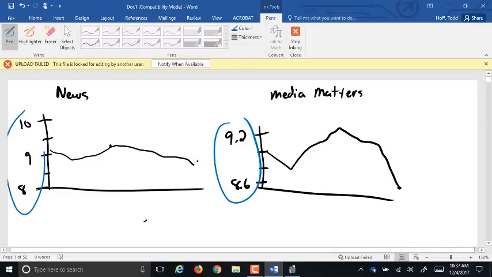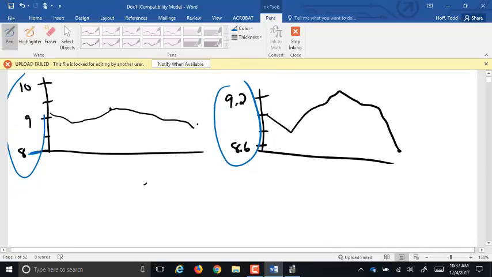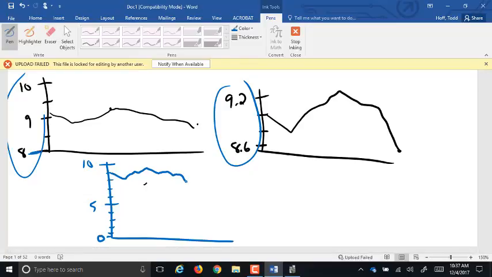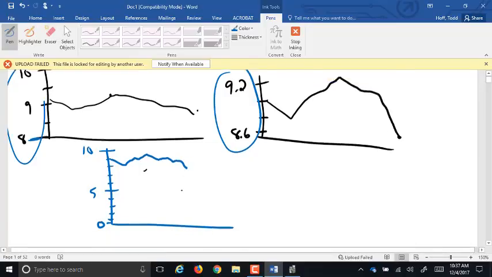Exactly. The scale. The fact even this one only goes from 8 to 10, you're narrowing down the scale to only look at the range of numbers. The more honest way to display this data would have been to have your scale go from 0 on up, so that this data would look something more like this. So you'd barely see any difference in it because of the way the scale is set up. Okay, good.